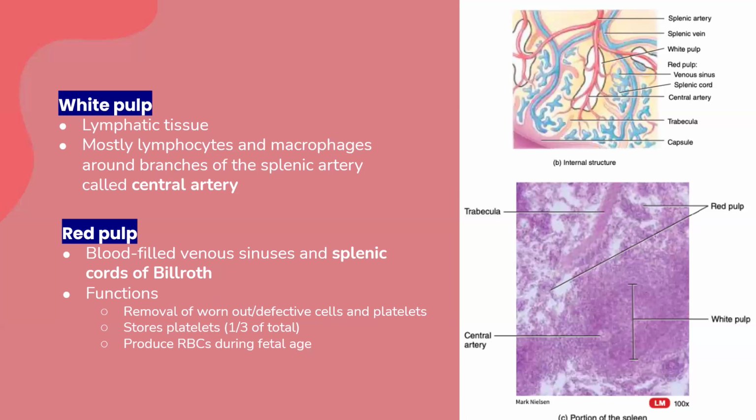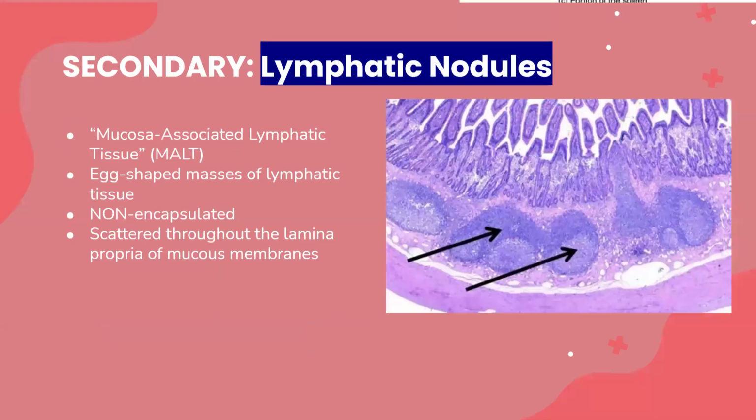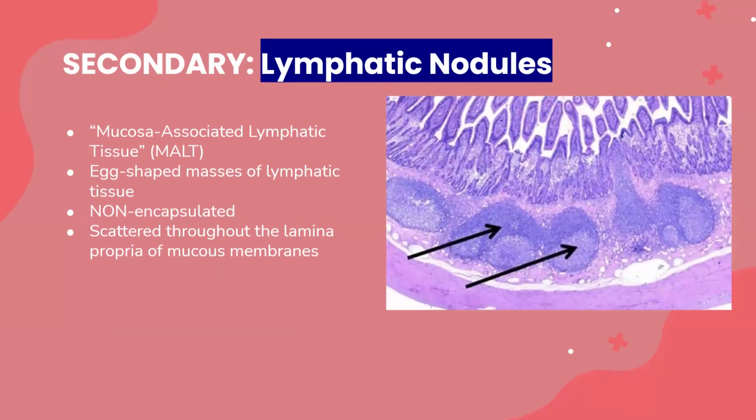Okay? Another secondary organ is the lymphatic nodules. And the lymphatic nodules, unlike the ones we discussed na before, they are not encapsulated. They are diffusely located within the mucosa or the lamina propria of our mucous membranes. Okay. So mucous membranes like in your mouth, okay, along the vaginal wall, etc. Okay, those are our mucosa, and even inside your gut, inside your small intestine, stomach, etc. Okay?